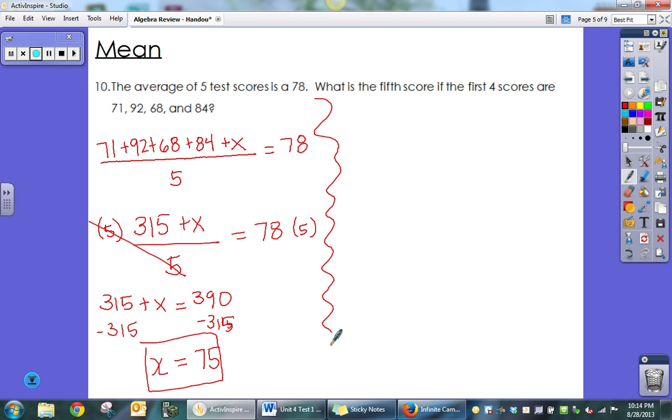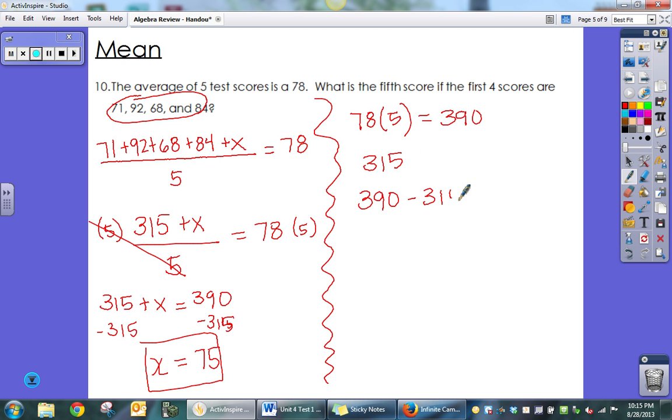Another way to think of it, it's a similar process, but it's not really using an algebraic equation, is that if he had scored 78 on all 5 tests, then he would have had a total of 390 points. But when I add his tests together, he only has 315 points. So that means that 390 minus 315 equals 75. He's short 75 points, which is what he must make on that last test.